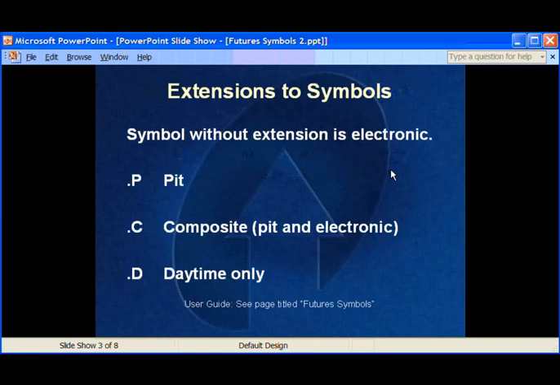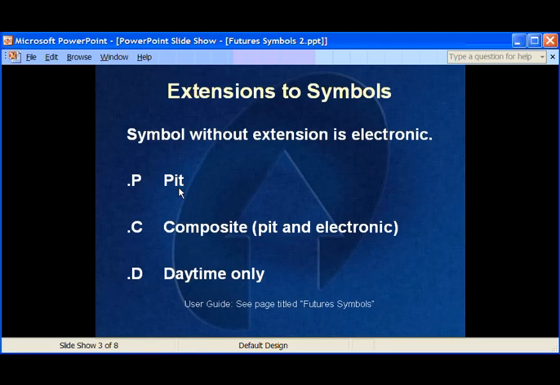Now we also have what we call extensions to those symbols. As I mentioned earlier, with no other designation, the symbol is taken by default to be electronic. One of the extensions is .P. .P designates specifically pit. So if there is a symbol that trades both electronically and in the pit, and I'm talking about the exact same symbol, no extension, it would be the electronic contract, .P, pit.